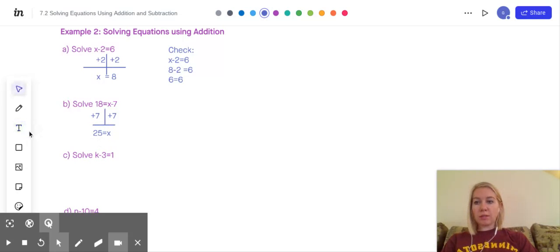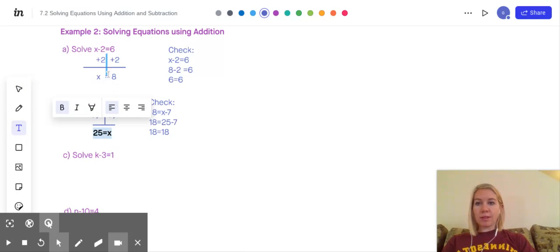Let's just do our check just to make sure that is a solution. Our original equation was 18 equals x minus 7. We're going to substitute 25 for x, so it's going to be 18 equals 25 minus 7. What is 25 minus 7? 18. So perfect, our solution worked. So again, x equals 25, that was our answer. I'm just going to bold that so we all know.